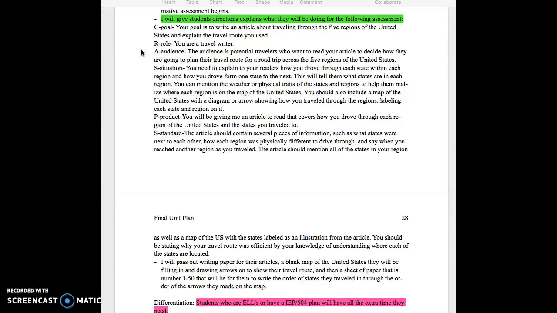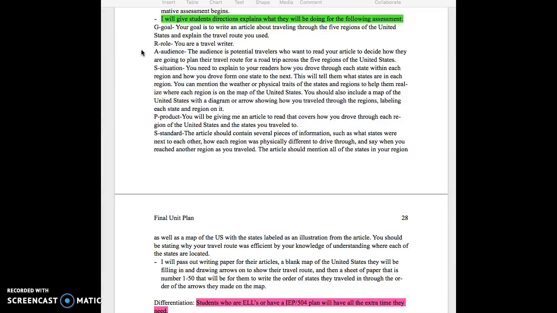So you're going to need to explain to the readers how you drove through each state within the region, and then there's going to be a map with arrows showing the states that you went through, and then the next one, and the next one, from the first state that they chose all the way to the end. And that's going to show the knowledge that they know, oh, this state's next to this state, so I'm going to travel to this state next, since they will be labeling those states as well.